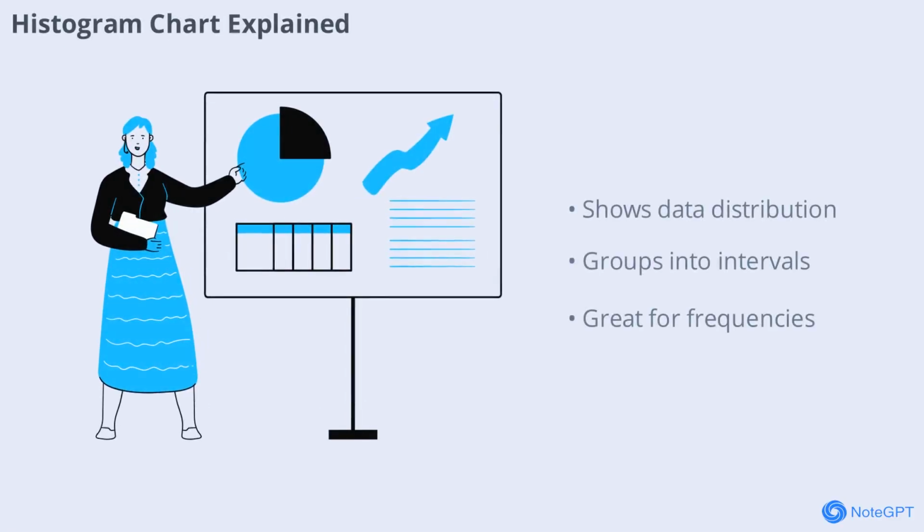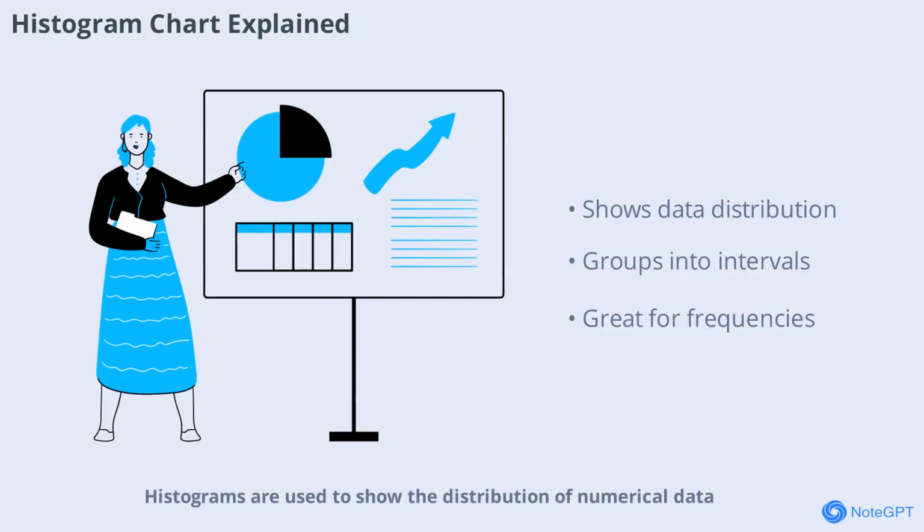Histograms are used to show the distribution of numerical data. They group data into bins or intervals, making it easy to see how values are spread out. Histograms are perfect for analyzing test scores, ages, or any data where you want to understand frequency and distribution. They help you identify patterns such as normal distribution or outliers at a glance.